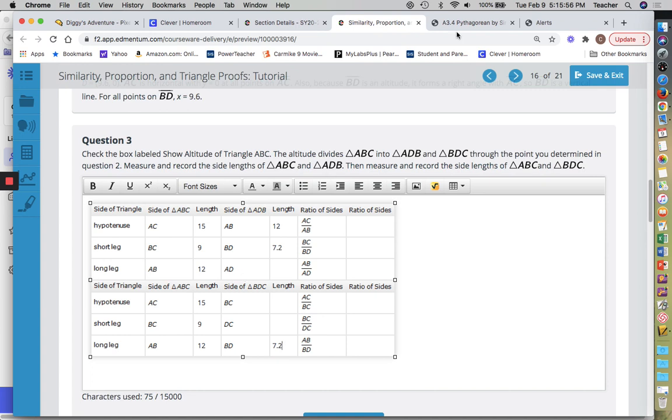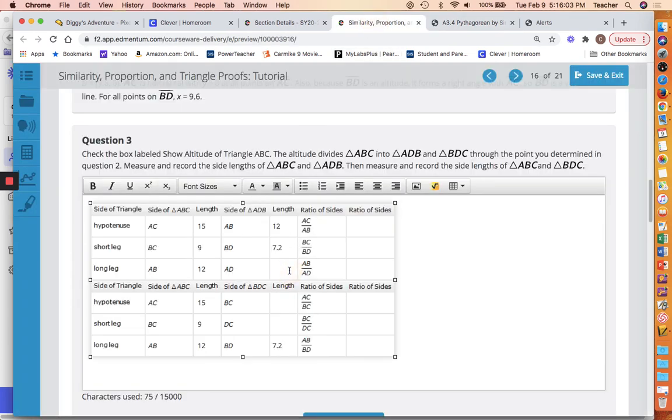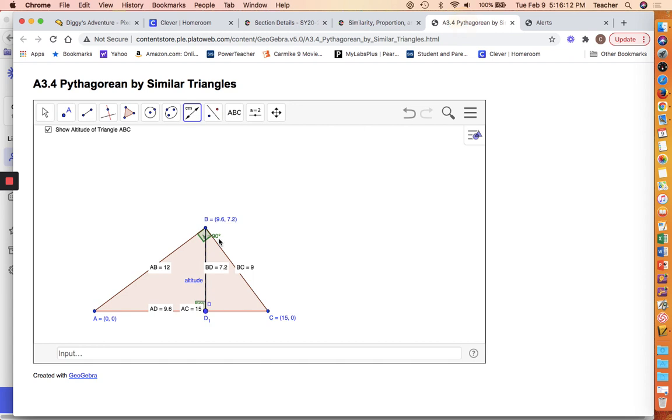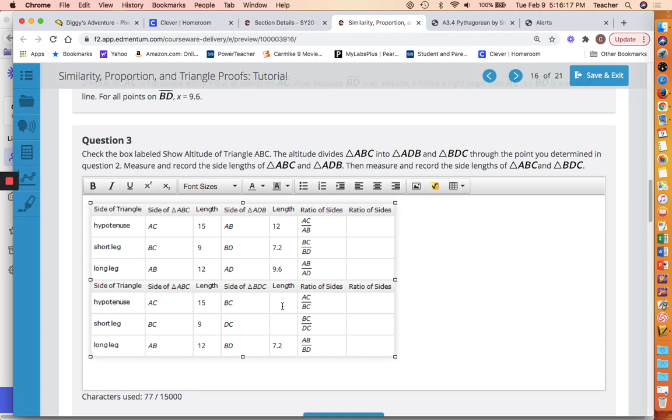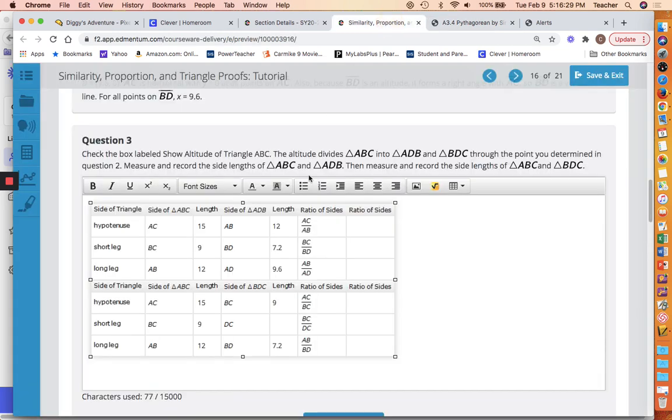Okay. Gotta find AD. So click on A to D. I got 9.6. So put in a 9.6. All right. What do I got next? Gotta find BC. I've already got BC. BC was 9. Right? Yeah, BC was 9. All right. And DC. I haven't gotten that one yet. D to C is 5.4. All right, so putting in 5.4.